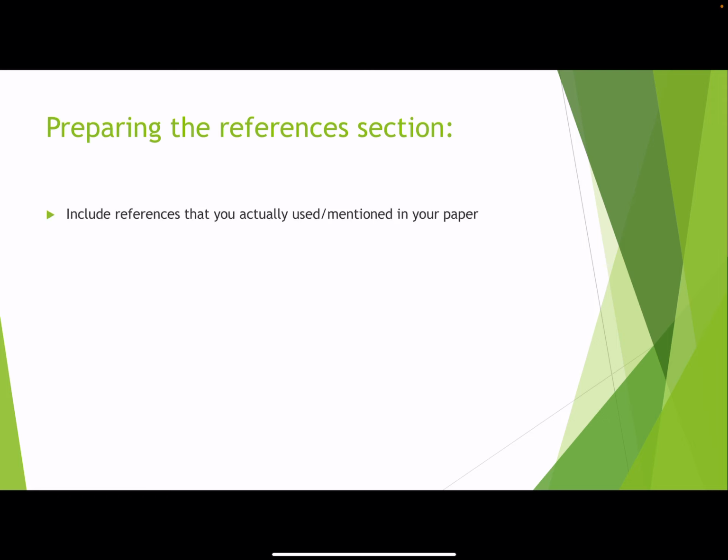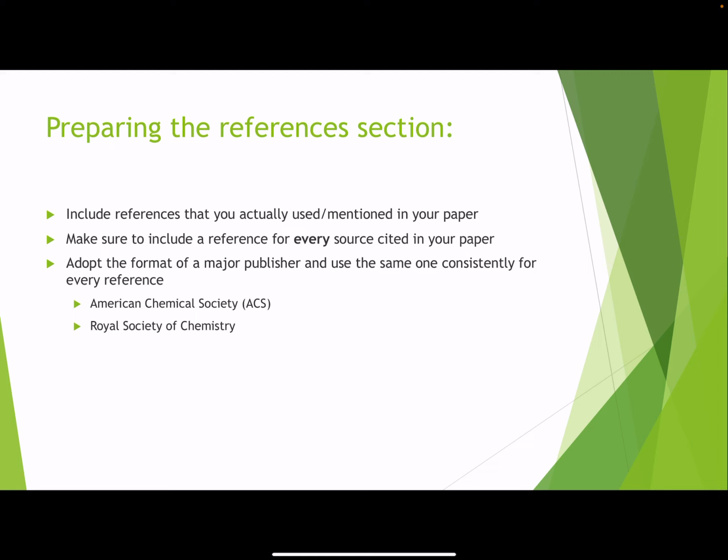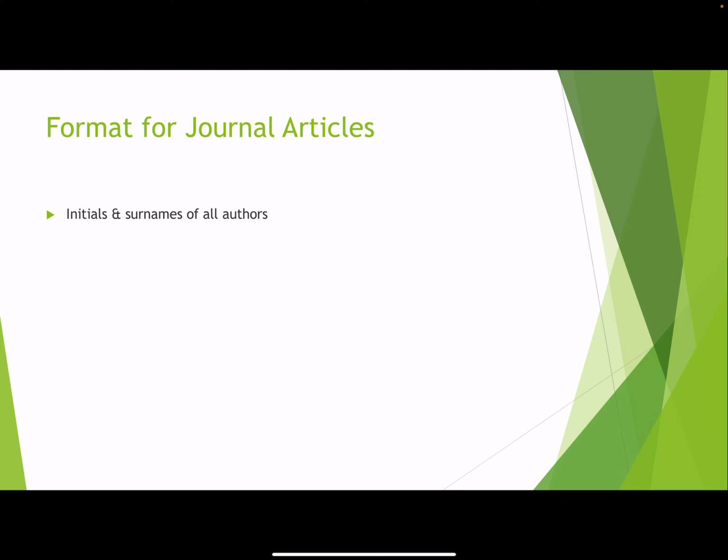So the second part, preparing the reference section: include all the references that you have actually used and mentioned in your paper, as well as making sure that you have a reference for every source that you have cited in your writing. So you want to make sure to consistently use a format of a major publisher. Two examples: the main one being ACS, and the second you can use is the Royal Society of Chemistry. And you want to make sure to provide all the information required for each type of entry. So that's going to be for journal articles and pretty much everything.